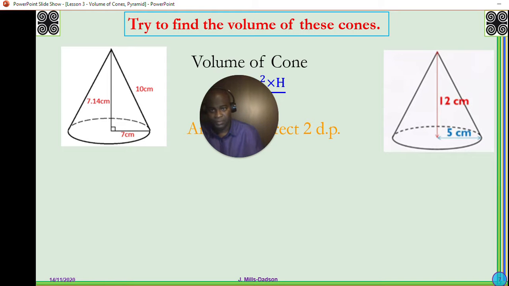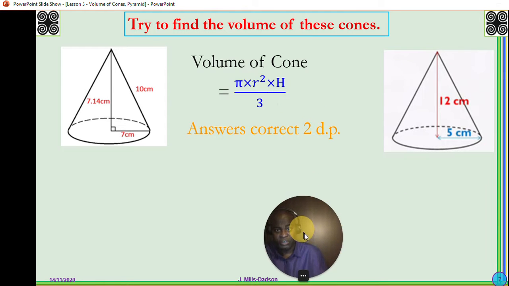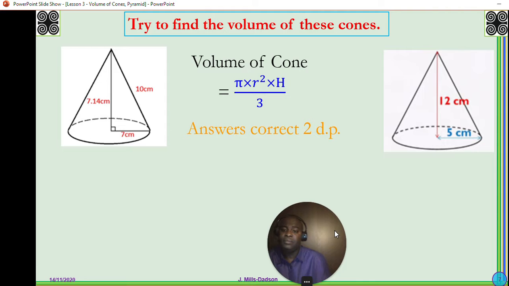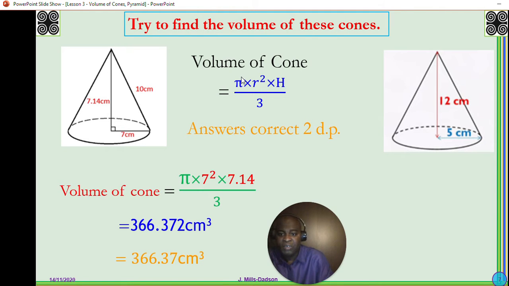Cone. Also try it yourself. Let's check out the answer. So you imagine this is a cylinder, base area times the height, then divide by 3. We are talking about perpendicular height, not a slant. Perpendicular height. So base area, pi times 7 squared, times the height 7.14, divide by 3. That gives you 366.37 cm cubed.